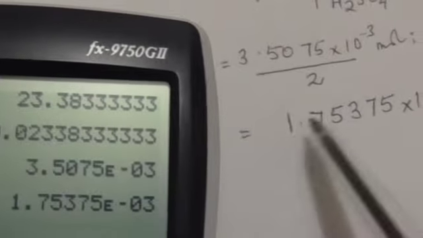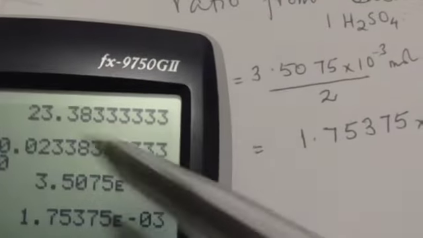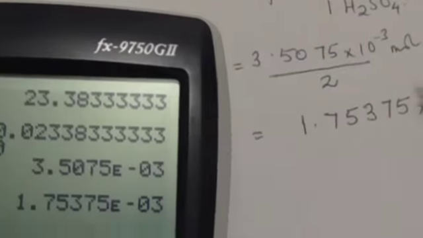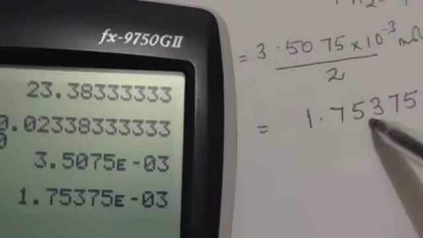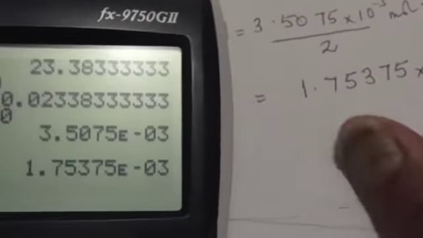Always double check that you've copied the numbers correctly from your calculator, because when I mark your papers, I do not see a calculator, I only see this paper. So make sure you've got the numbers right. 1.75375 into 10 raised to the power of negative 3, and the unit is mole.